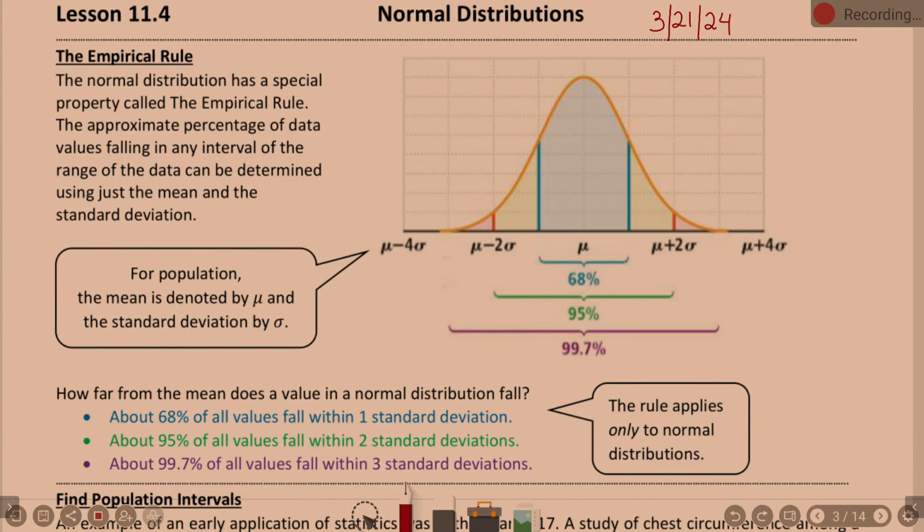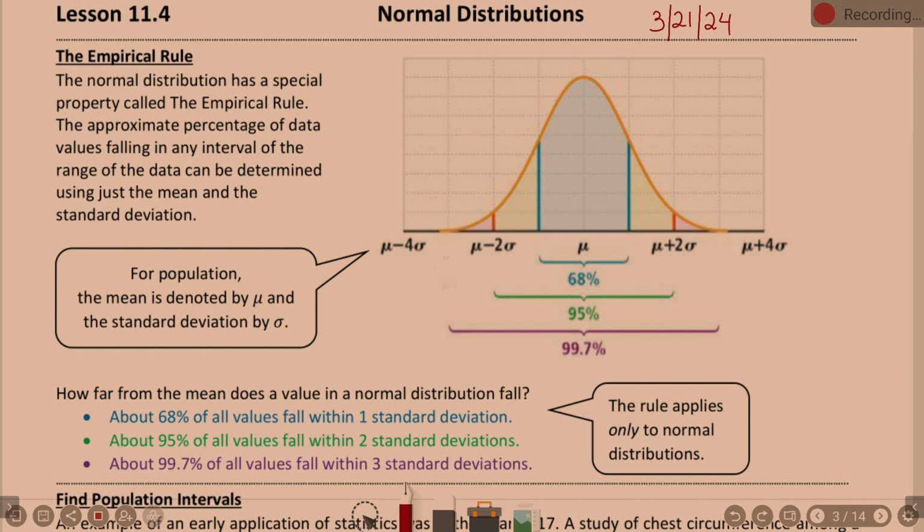We are talking more about normal distributions. When in 11.3, I kind of introduced normal distributions, right? Normal distributions being the ones that were symmetric, okay? We talked about they could be skewed. We talked about they could be symmetric. The ones that were symmetric were normal distributions. So we are specifically focusing on normal distributions.